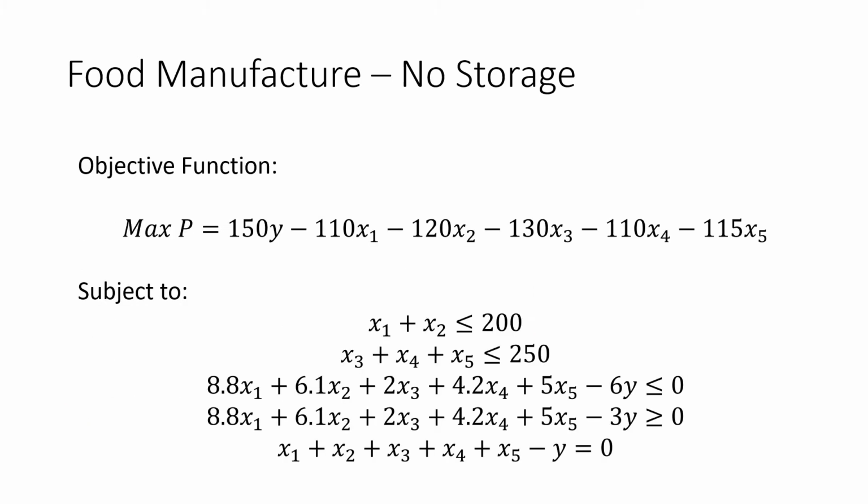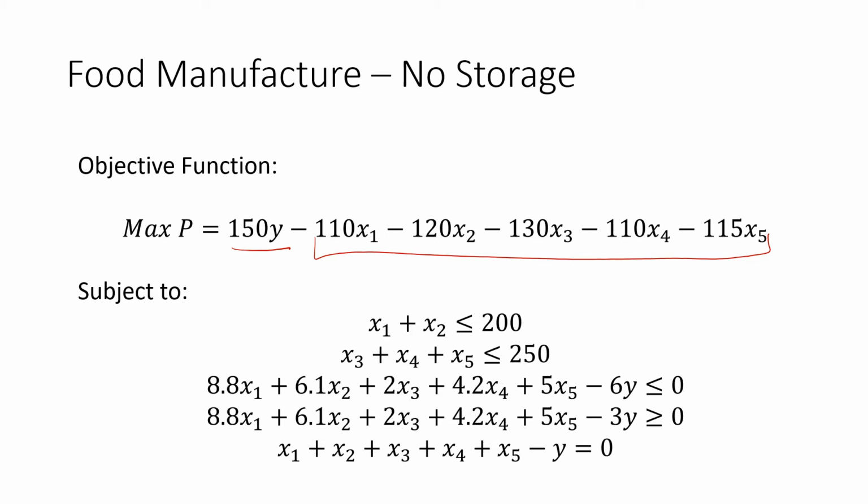So now let's look at our objective function. What's our objective function? We're trying to maximize profit. What's our profit? It's $150 for every ton that we produce minus the costs of the components. So the profit function is pretty straightforward. Subject to. Now, what are our constraints?